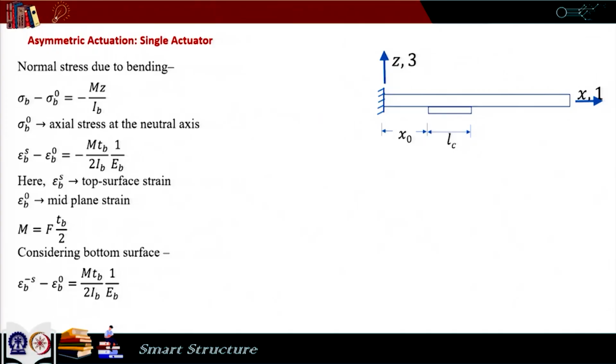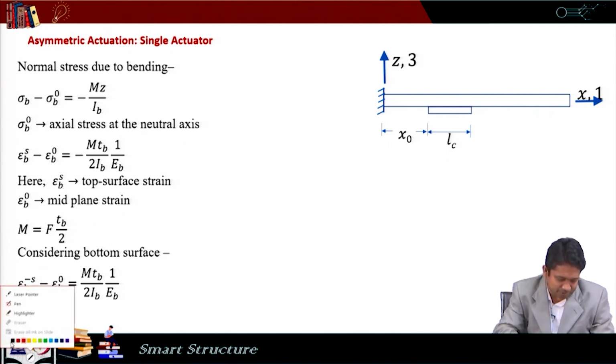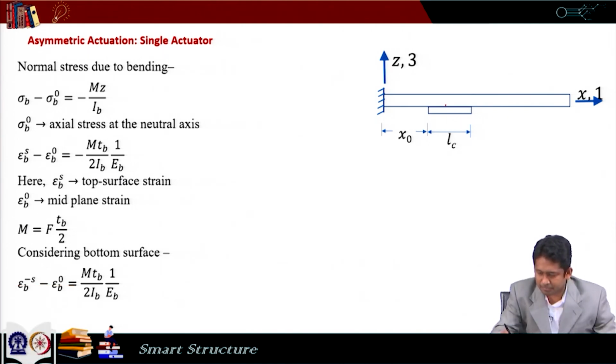So, this case says that there is a beam and this beam has one piezoelectric patch on one side. So, this is a type of asymmetric actuation. Now, in this case, if the beam experiences an actuation force, suppose it is F, the piezo patch experiences an opposite force F.